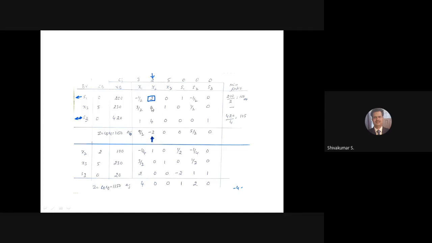Now you have to make the pivot point 1, right? That's why you are dividing the entire row by 2. So 460 by 2 becomes 230, 3 becomes 3 by 2, 0, 2 by 2 is 1, 0, 1 by 2, 0.